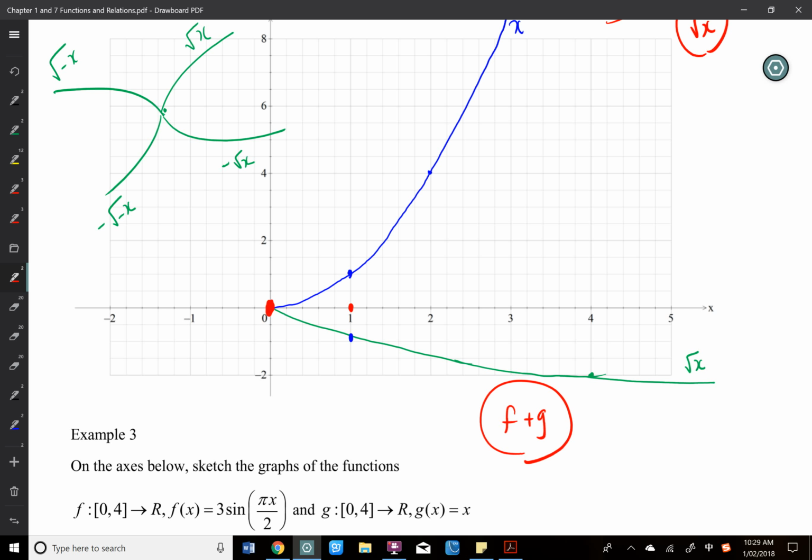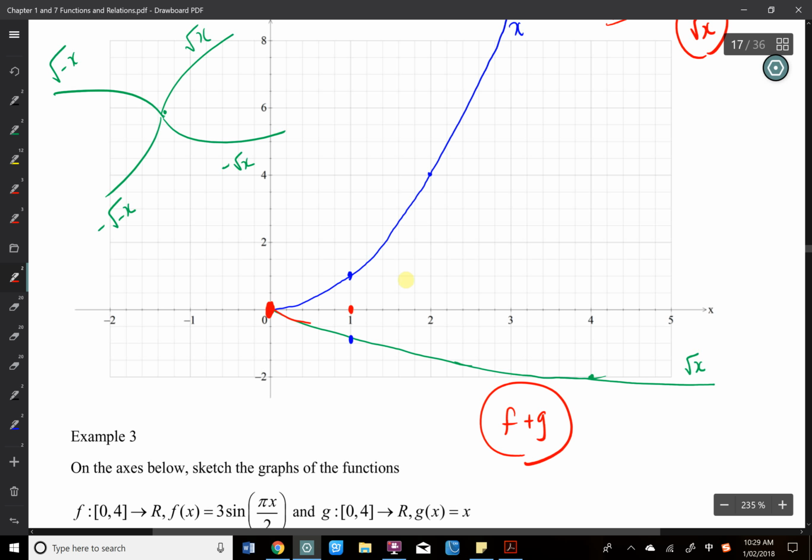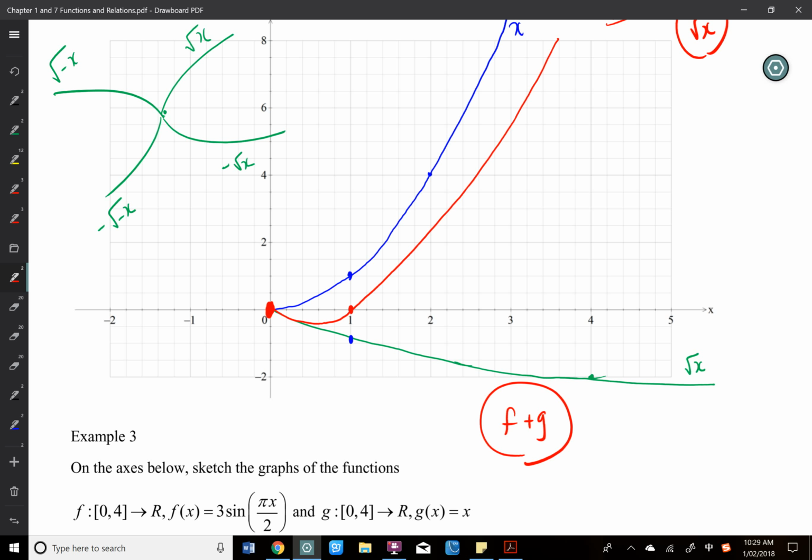And also I have two x-intercepts. Plus, I know the graph must be in between two graphs. The only way we can sketch this graph is like that. Not necessarily accurate, but it must be that shape.